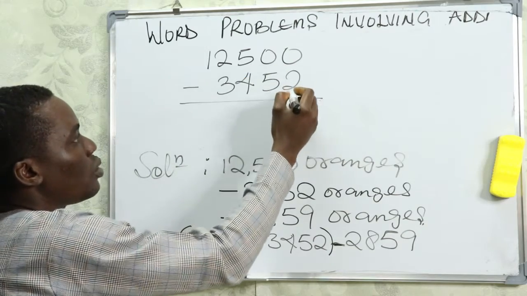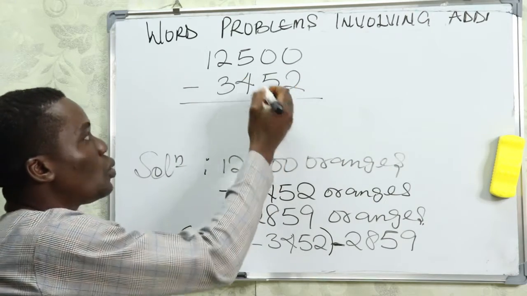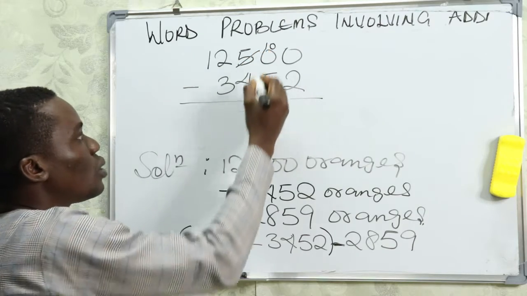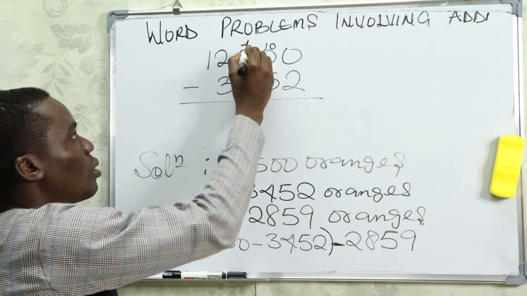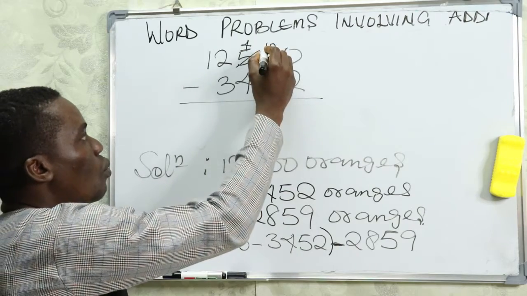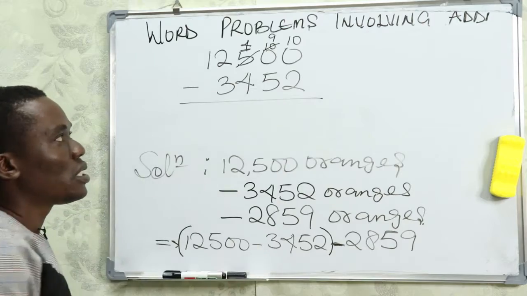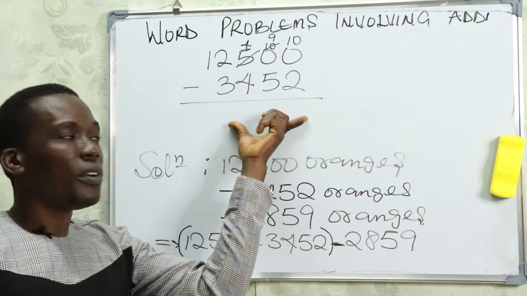Now 12,500 minus this. Remember, 0 minus 2, what do we do? We'll borrow 1 from here. That one makes this one 10. This becomes 4. Now we'll borrow 1 from here. This one will become 9, and this will become 10. You see how we've renamed them?